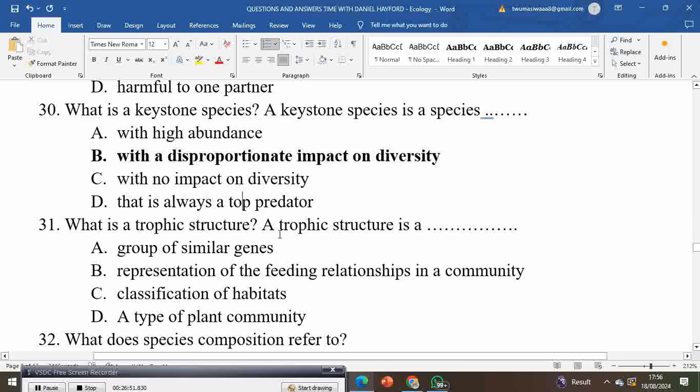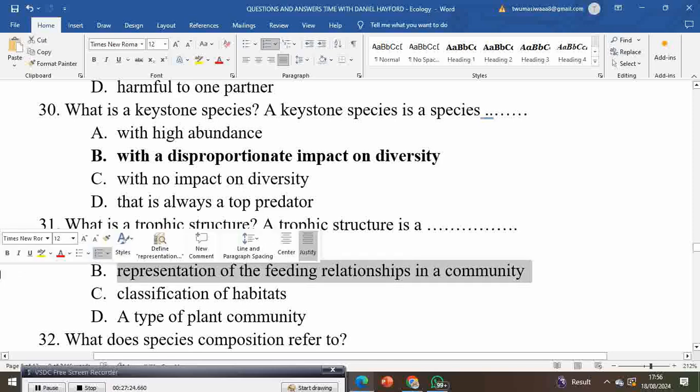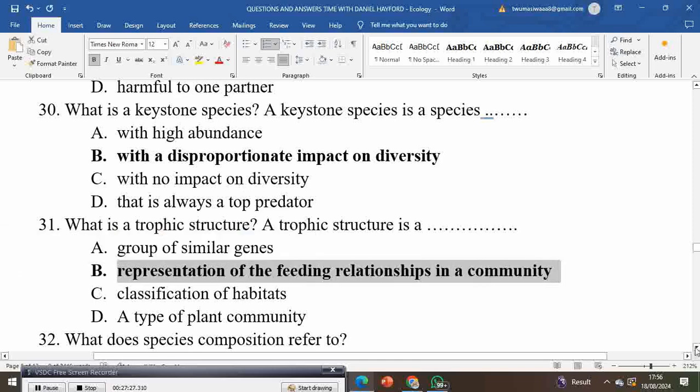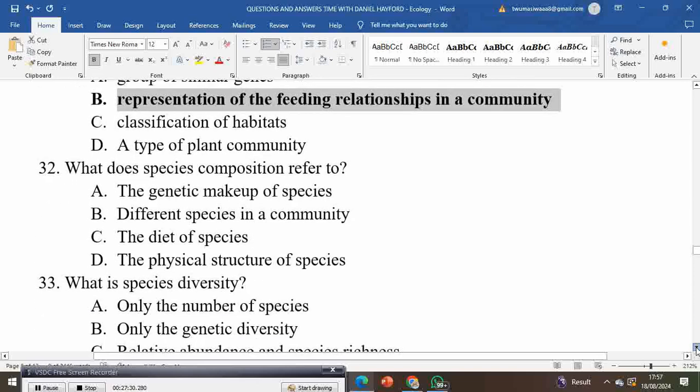Right. Number 31, what is a trophic structure? The question begins the answer for this. A trophic structure is a... The options are: a group of similar genes, representation of the feeding relationship in a community, classification of habitats, the type of plant community. So question 31, what is your option? B. A trophic structure is a representation of the feeding relationships in a community.